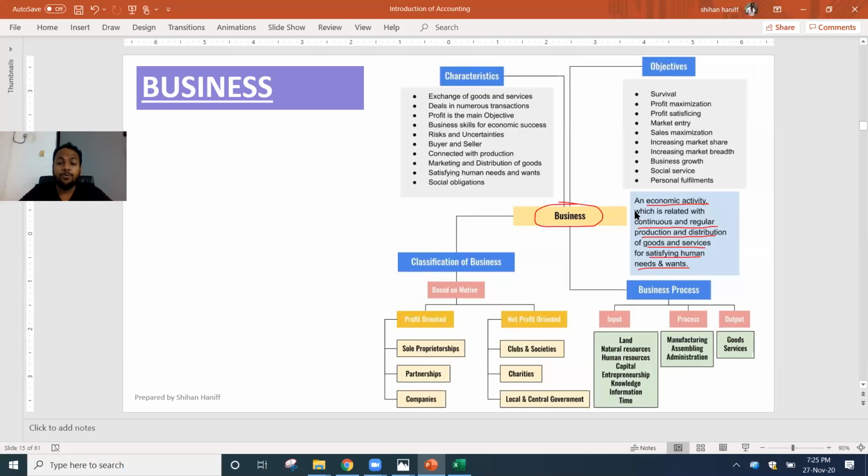So when we do the definition of the business, we will learn all these terms. What is production, what is distribution, what are distribution channels, goods and services, the differences, needs and wants. So all this we will learn. And the characteristics, the objectives, the classification, the business process. Accounting is done for a business, not for any other thing.